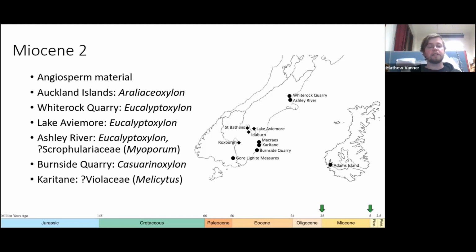From Burnside Quarry, I identified Casuarinoxylon. This is in conjunction with the material that I identified for my master's from Lansip Hill, which is also Casuarinoxylon, but possibly a different species. And from Karatani, I identified a possible Malacytis, but its actual identification is a little bit in doubt.